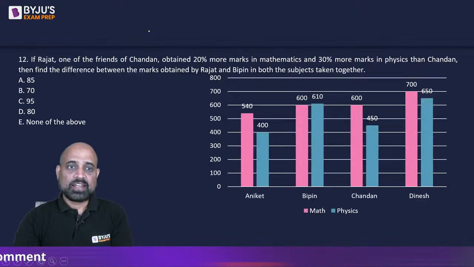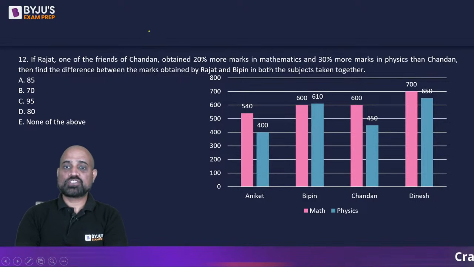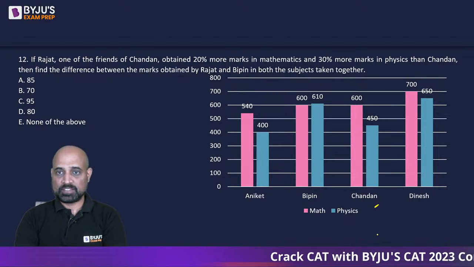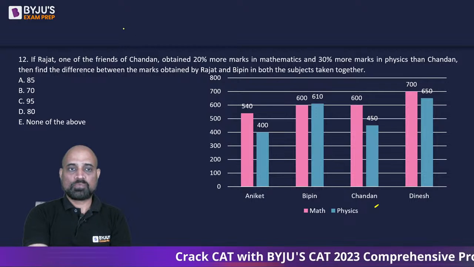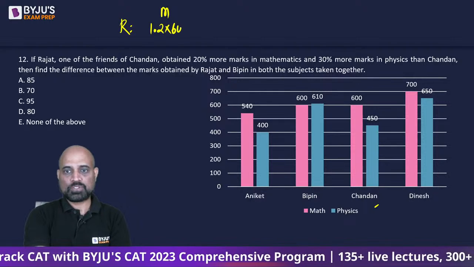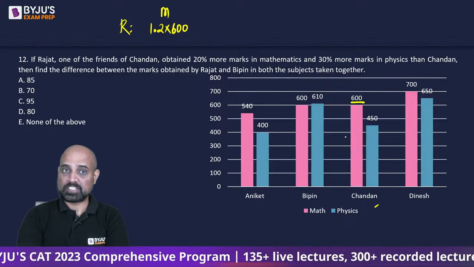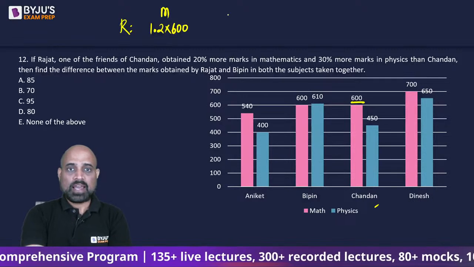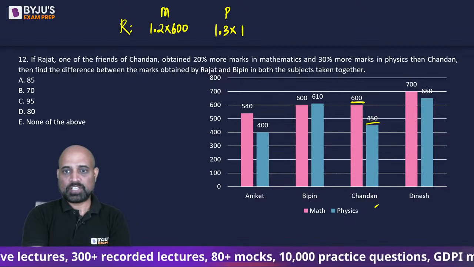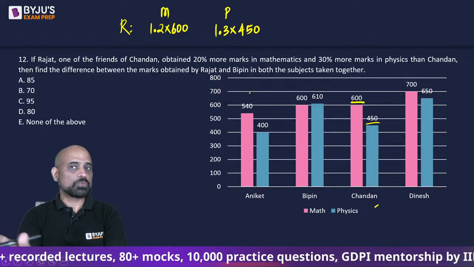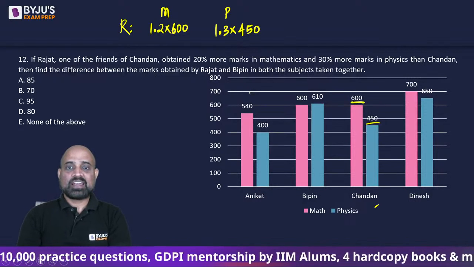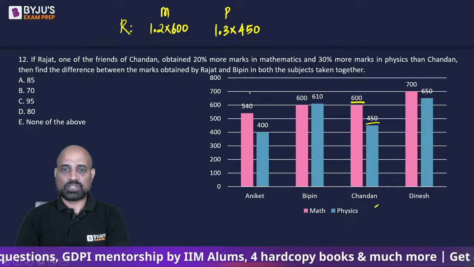Okay. Next. If Rajat, one of the friends of Chandan, obtained 20% more marks in maths and 30% more marks in physics than Chandan. So, अगर मैं रजत की बात करूं, in mathematics he has got 1.2 times of 600 because that's the Chandan's mathematics marks. उसका 20% more. And if we talk about physics, Chandan has got 450, so he will be getting 1.3 times of 450. So these are the marks obtained by Rajat. Then find the difference between the marks obtained by Rajat and Bipin in both the subjects taken together.